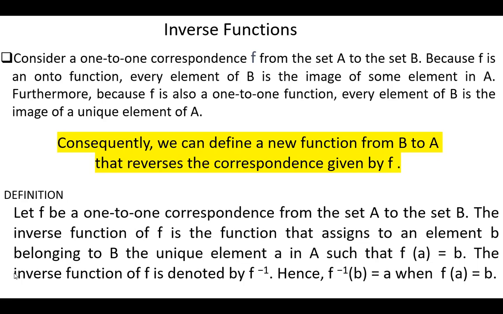Definition of the inverse function. Let f be a one-to-one correspondence from the set A to the set B. The inverse function of f is the function that assigns to an element b belonging to the set B the unique element a in the set A such that f of a equals b. The inverse function of f is denoted by f to the minus 1. Hence, f minus 1 of b equals a when f of a equals b.